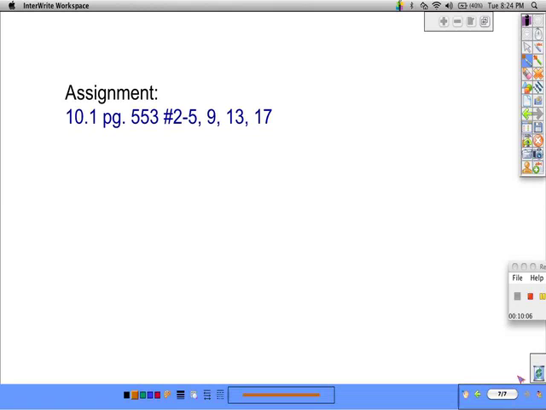So here is the assignment for 10-1. Remember that probability is the ways you can get what you want divided by the total possible that you could theoretically have.